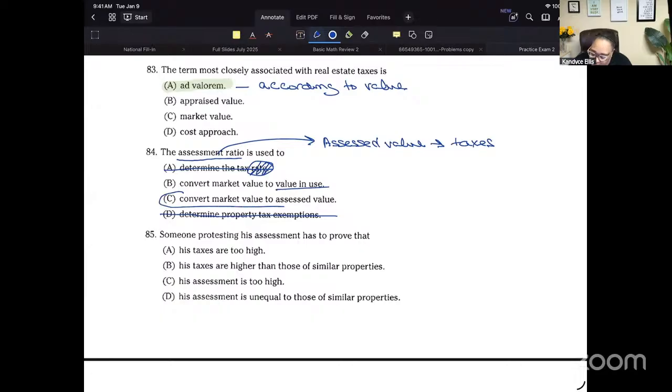We're doing C. This is what you need to say: you're going to pay taxes based off of this portion of value. So let's say my house was worth $200,000. They might say pay taxes on 70%. It's a ratio. Your assessed value is going to be based off of 70% of the market value. So there we go. Nice answer, guys.